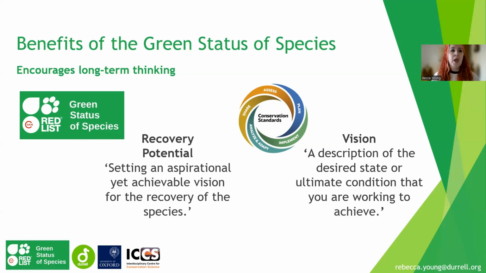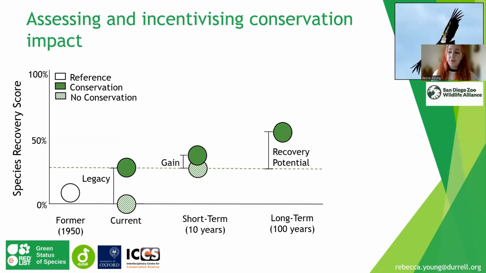So to put this all together and see the outputs of a full assessment, this is what we could see for the California condor. So you can see a very, very strong legacy. Without conservation, the species is likely to have gone extinct. In the short term, we actually don't have a strong dependence appearing for this species, but that's because it's a species that reproduces very slowly. So in 10 years' time, it's a very slow improvement, but we do see the potential for a gain. And we see the potential for some long-term recovery for this species.